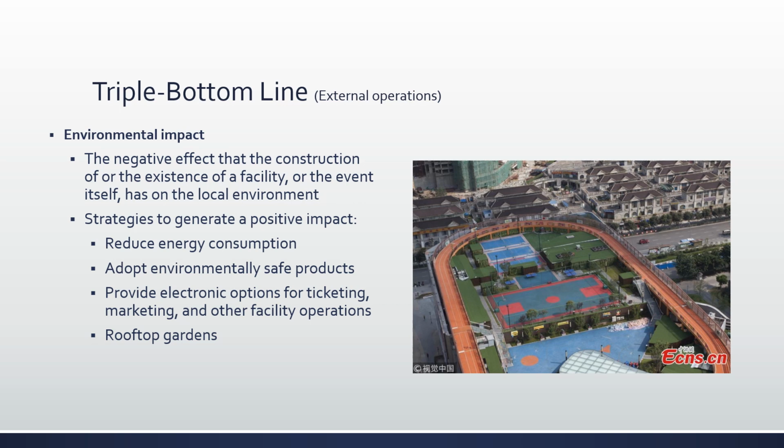Community impact. Measuring the impact of the sport facility or event on the local community, including noise pollution, traffic congestion, and potential health impacts, is important in identifying opportunities to minimize negative impacts and maximize positive impacts. Sustainable procurement.